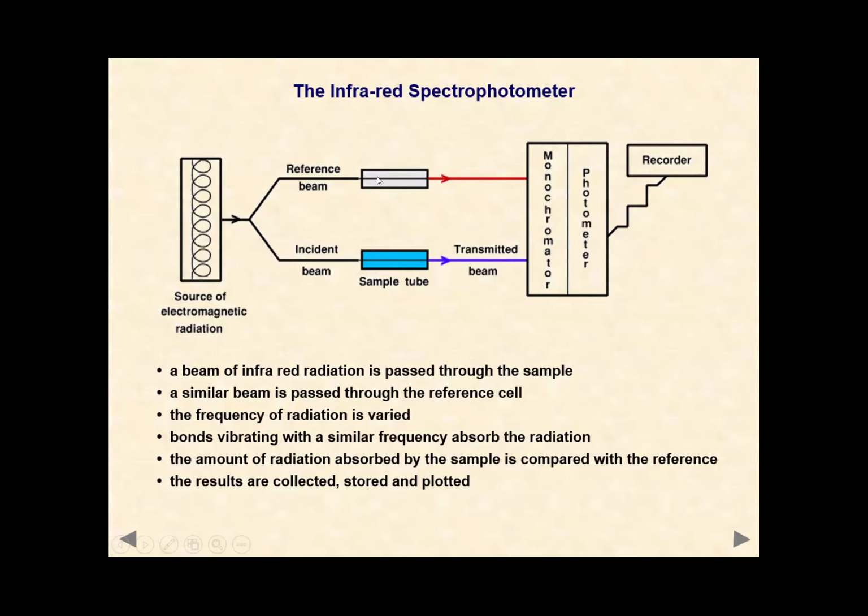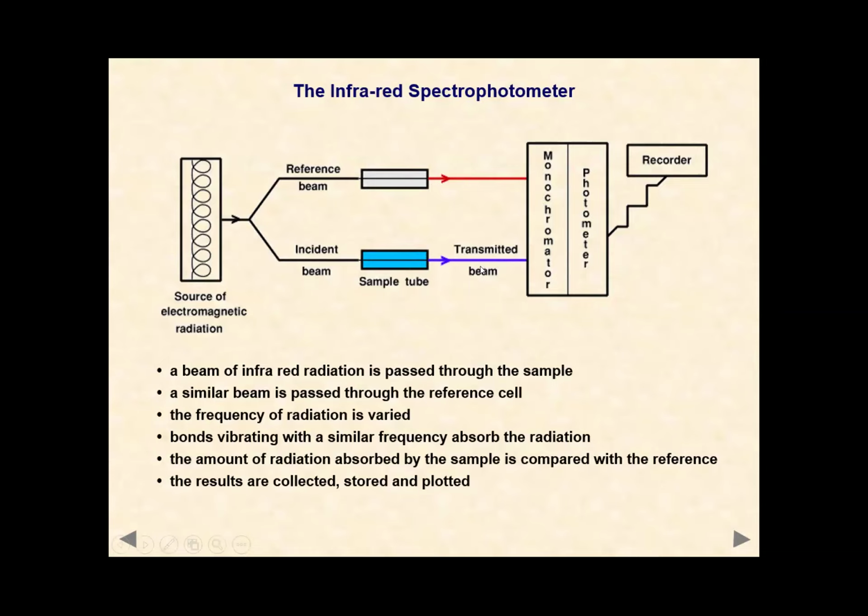So we are going to use two beams. The incident beam is going to pass through the sample under observation, and the upper beam, the reference beam, is going to pass through the reference solution. After passing through the solution, the beam would be transmitted, and then it would pass through the monochromator, which is going to select the light of one color, and then the photometer, and then the recorder, which is going to record the infrared radiation.